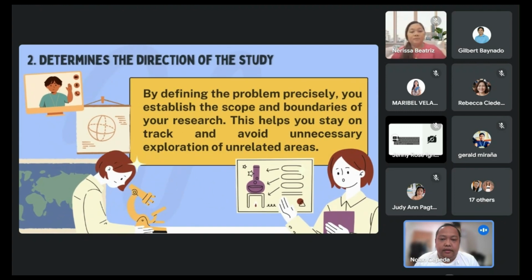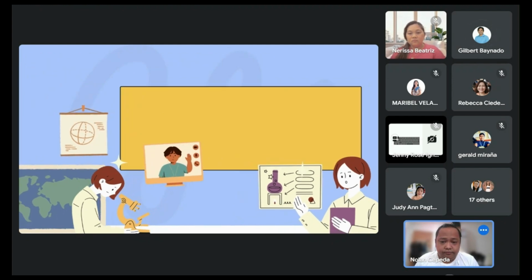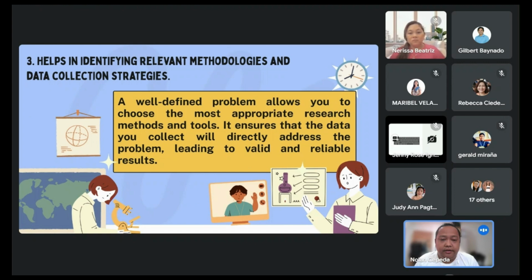Second, it determines the direction of the study. By defining the problem precisely, you establish the scope and boundaries of your research. This helps you stay on track and avoid unnecessary exploration of unrelated areas. The third one is it helps in identifying relevant methodologies and data collection strategies. A well-defined problem allows you to choose the most appropriate research methods and tools. It ensures that the data you collect will directly address the problem, leading to valid and reliable results.